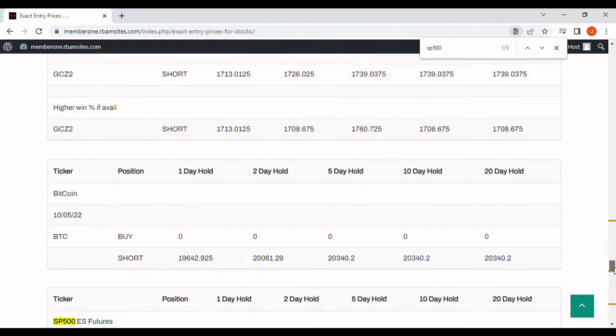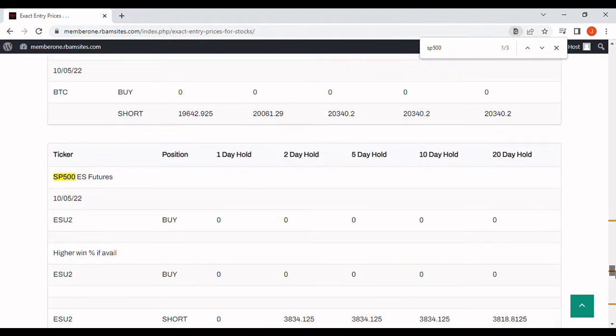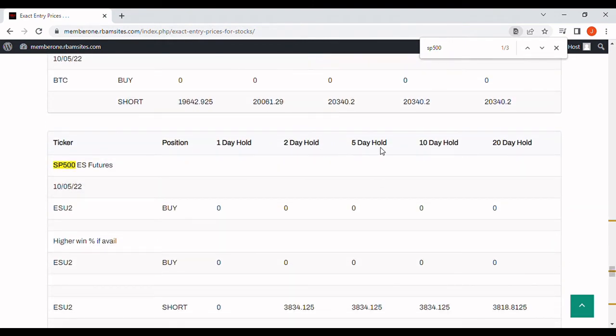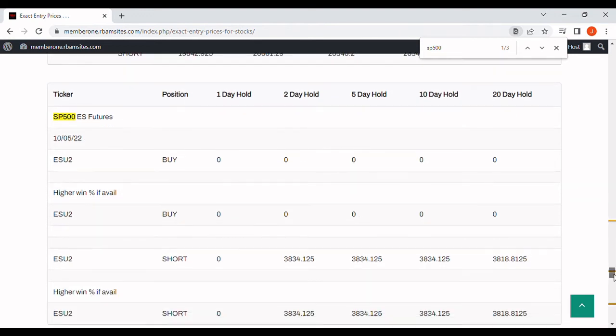Let's go down and take a look at the non-moving average SP500. These are algo generated for 1, 2, 5, 10, and 20-day hold periods. You can just select your hold period and use these for entertainment purposes only to see what's going on. We have on the 2-day hold a short position at 38.34, and then all the way down to 38.18, and of course these are above the market. The market high today is 38.04. So we got the direction right. The prices are a little bit too aggressive, but that's good. There's no problem with all that.